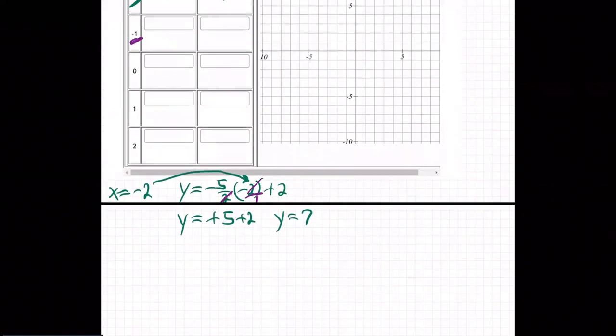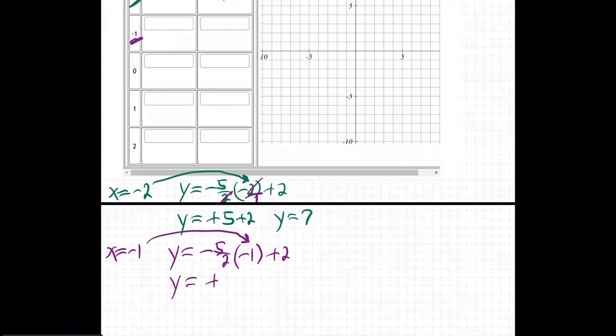I'm going to plug in x is -1. Write the equation. y equals -5/2 times -1 plus 2. So grab that -1 right there. So 2 negatives make a positive 5/2 plus 2. If you do that on your calculator, you'll get 4.5. So that is 4.5, and that's the point back 1 up 4.5.